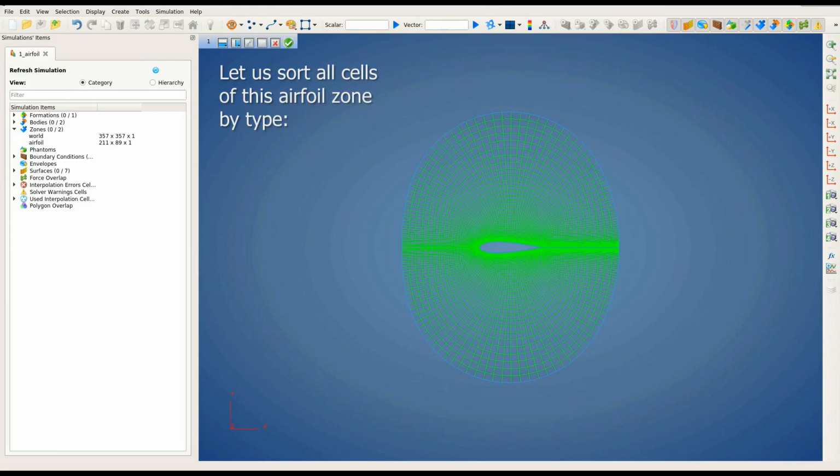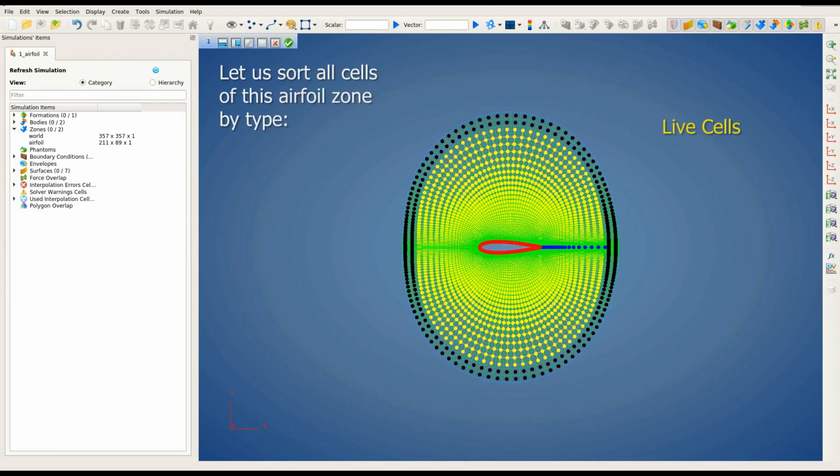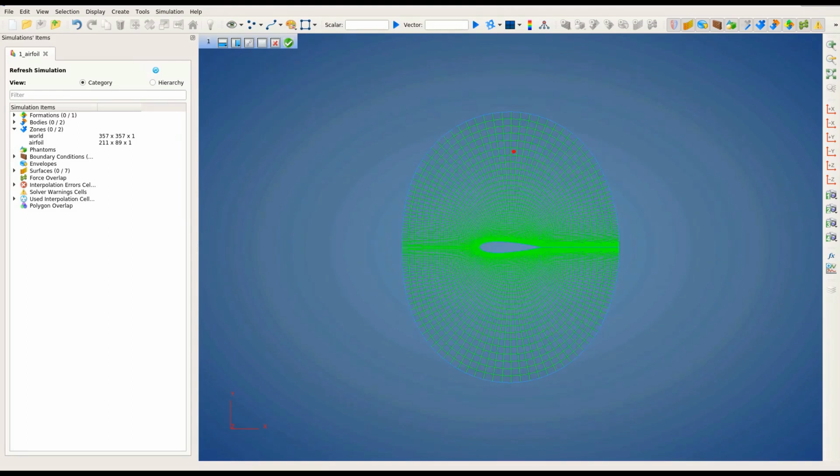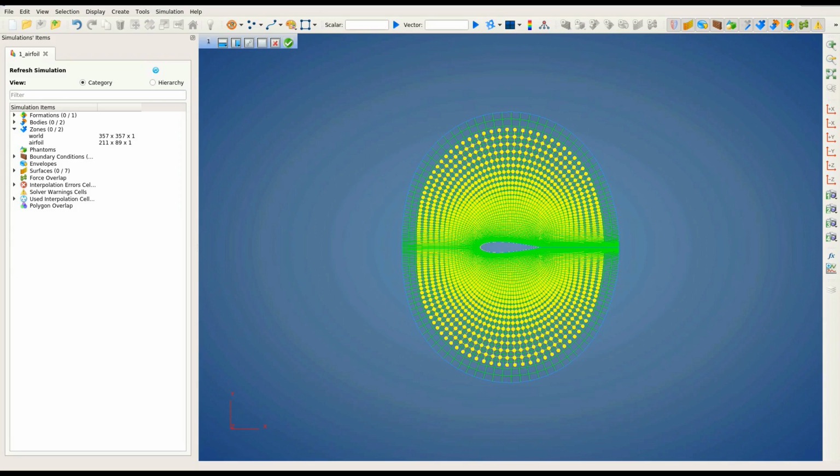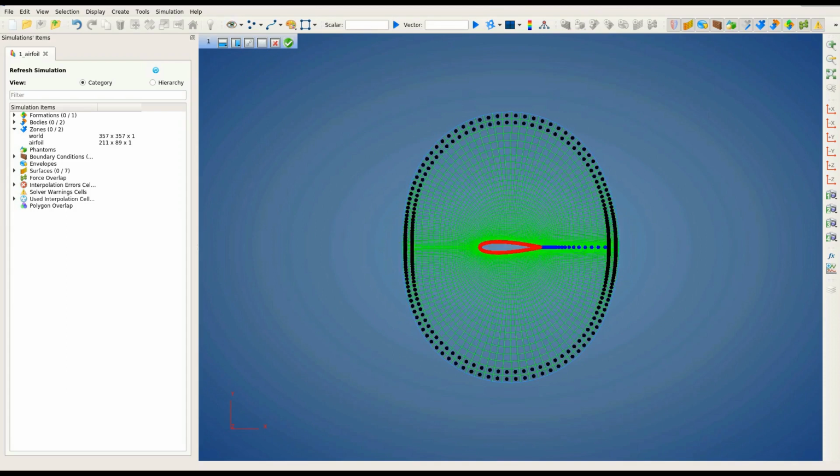In this example, we have the following cell types: live cells, interpolation boundary condition cells, wall boundary condition cells, and O-mesh boundary condition cells. Live cells are cells in which flow equations are solved. They are surrounded by at least two cells in each computational direction. All cells currently highlighted are live cells. Cells that are not live should either be prescribed a boundary condition or look for interpolation from another overlapping grid.